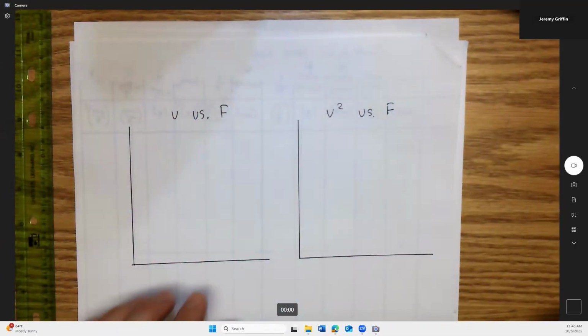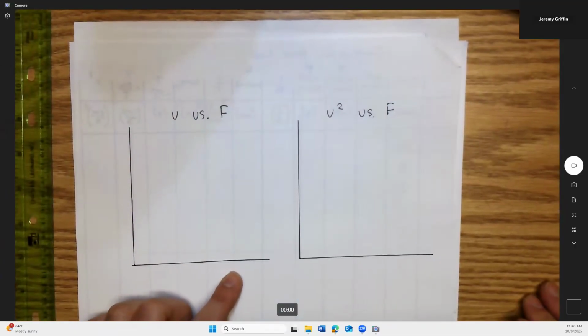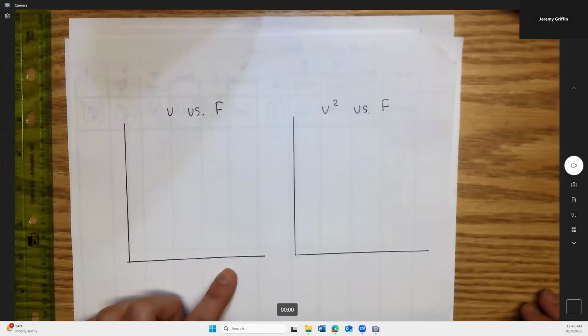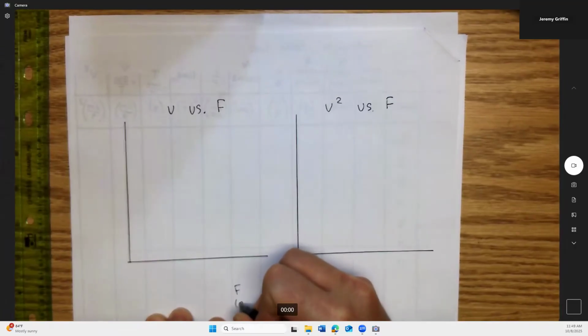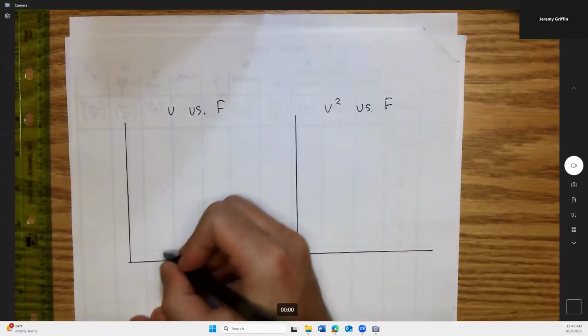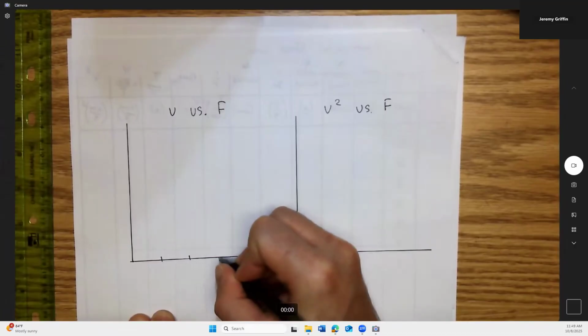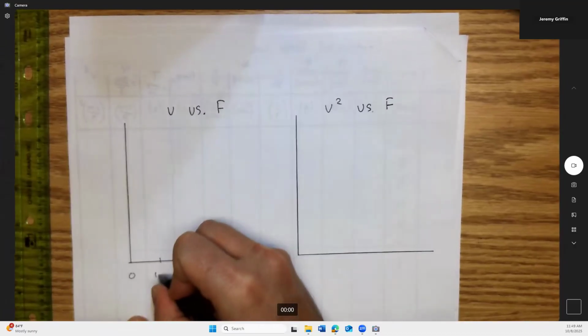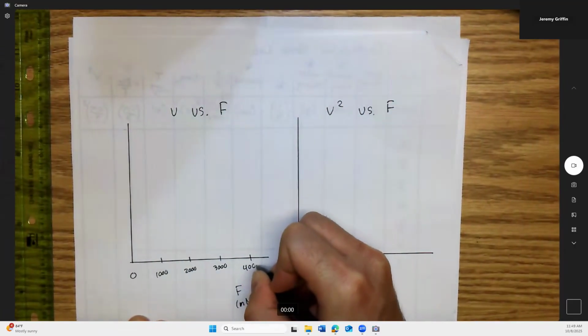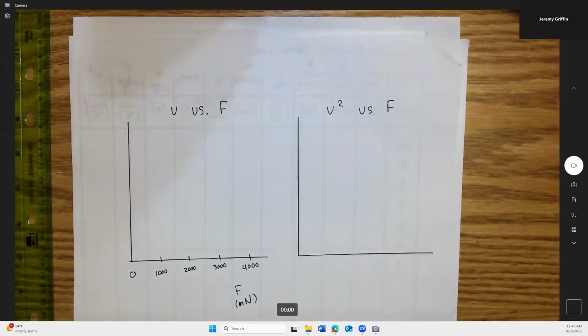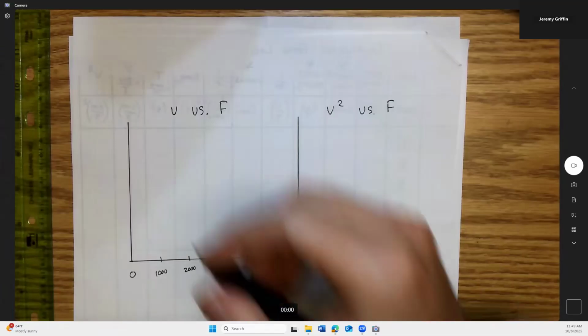Who has some pretty good diamond data? All right, Kathi, what was the largest weight you guys used? 3620. Okay, so the largest weight in millinewtons was 3620. So let's go up to 4,000: 0, 1,000, 2,000, 3,000, 4,000. And these are all millinewtons. That sounds right. 400 grams. And then what was your fastest speed?